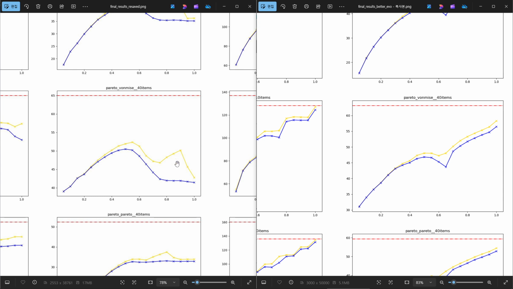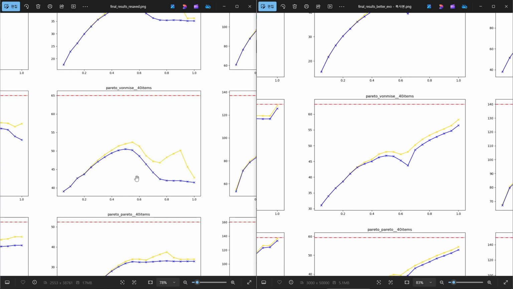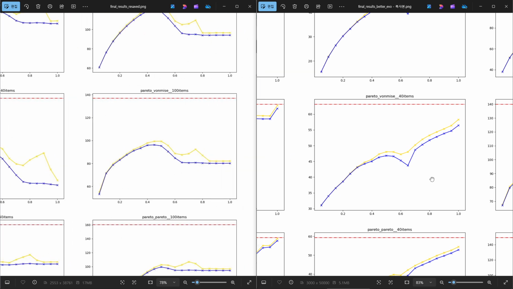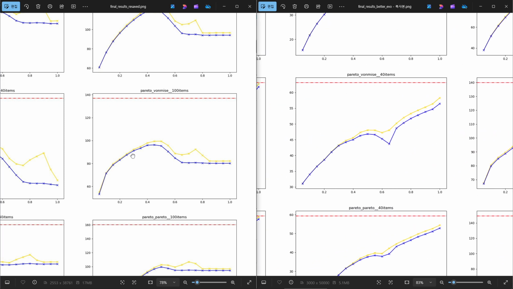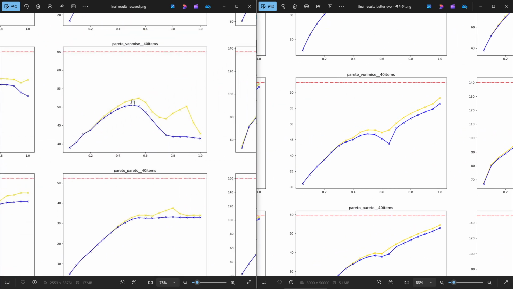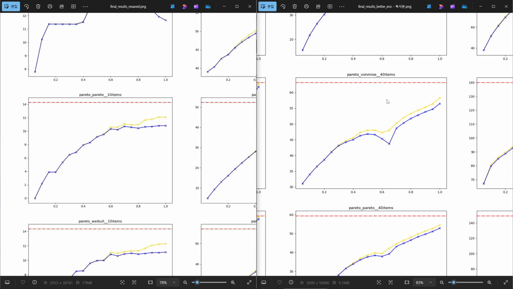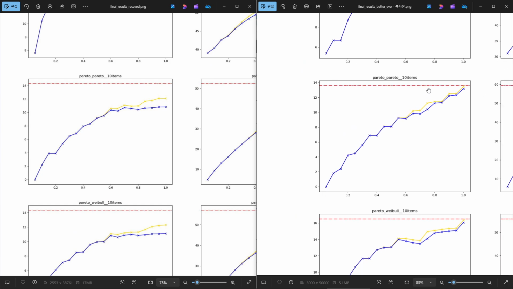Now this is a huge improvement, as the levels just went way down. But with the new evolution scheme, that didn't happen, except this small dimple. Pareto, 10 items.